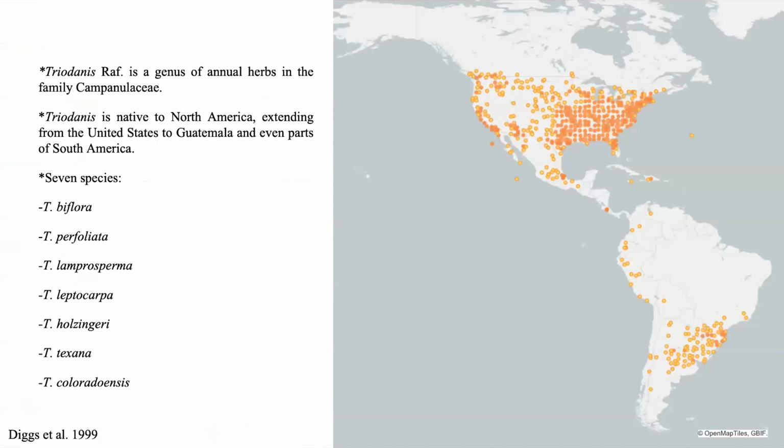The genus belongs to the Campanulaceae family and is native to North America. It's highly concentrated in North America, but we can also find some populations in Central America and a few more in South America. We have 7 species in the genus: Triodanis biflora, Triodanis perfoliata, Triodanis leptocarpa, and others. However, you can find some signs in the literature that Triodanis biflora is a subspecies of Triodanis, but in this case, we're going to use Triodanis as a species.